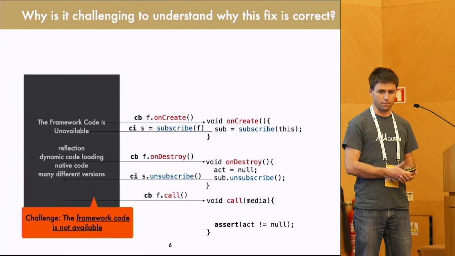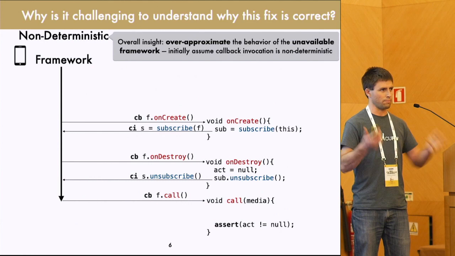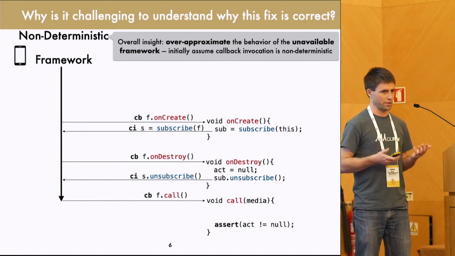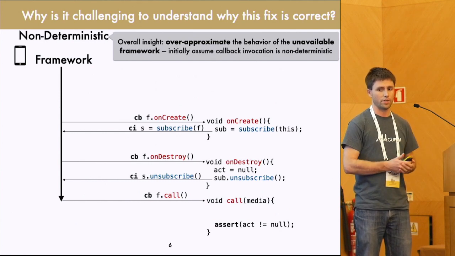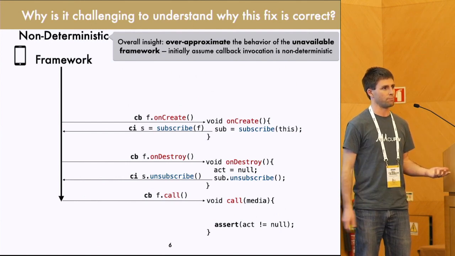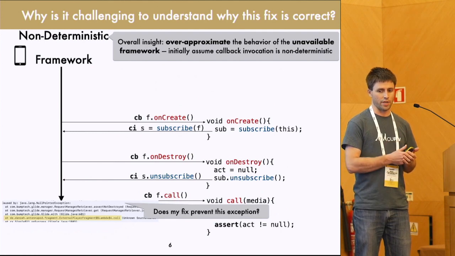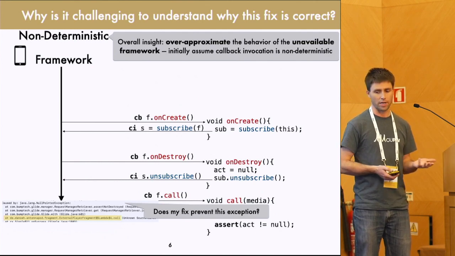So our main overall insight here is that we want to consider what the framework does as non-deterministic and over-approximate as possible. So we initially assumed that callbacks can be invoked in some non-deterministic order with non-deterministic arguments. And then we do the rest of the verification with the goal in mind that we want to prove that this stack trace is no longer possible.